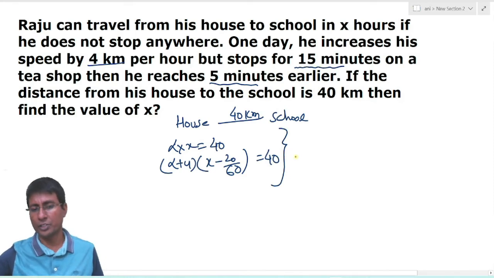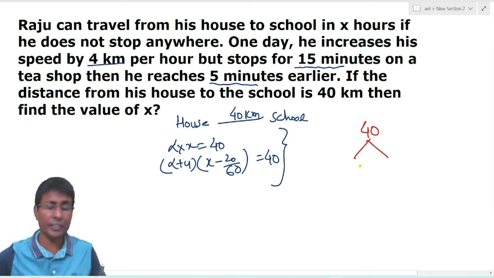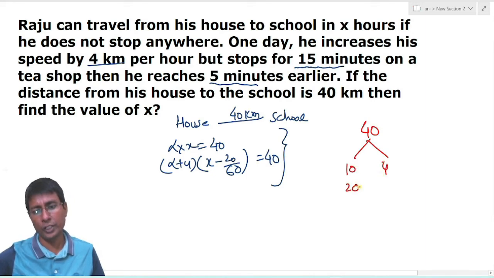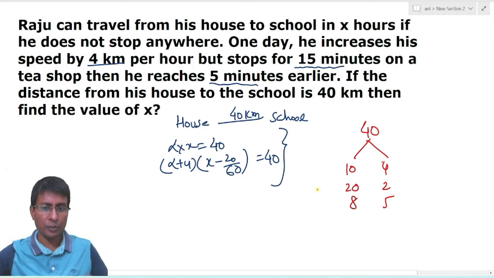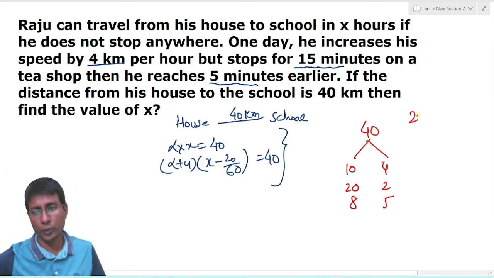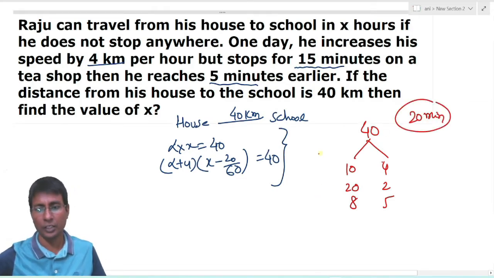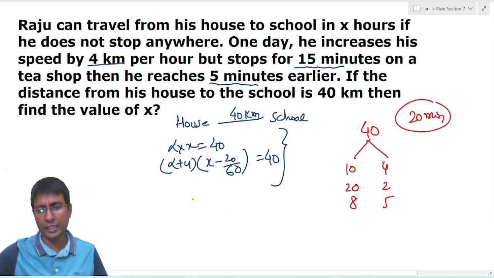If I have to give the examination and solve this question, what I will do is break this 40 kilometers into two factors. The simplest factors: I can write 10 into 4, I can write 20 into 2, I can write 8 into 5, and something like this. It is given that the difference of timing in two cases is 20 minutes. Correct? We are already aware that speed into time is equal to distance, which is constant in this case, 40.